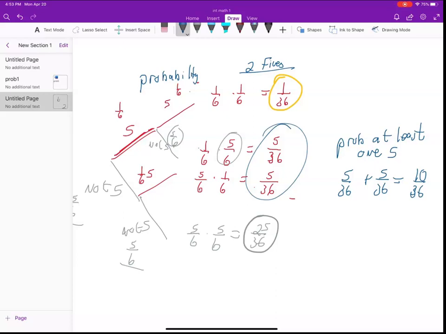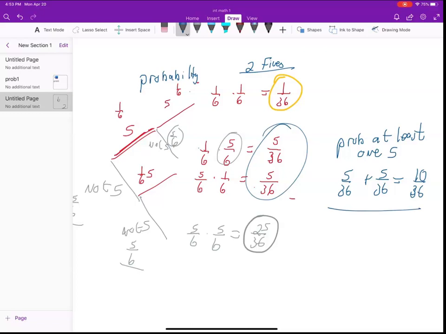There. So 1 out of 36 for 2 5s. 25 out of 36 for 2 not 5s. And then if I get at least 1 5, I get 10 out of 36. All right. That's how that works. Okay. So that's a tree diagram for working with dice.